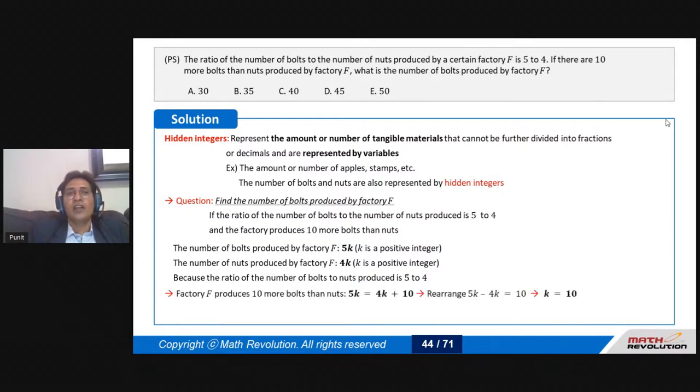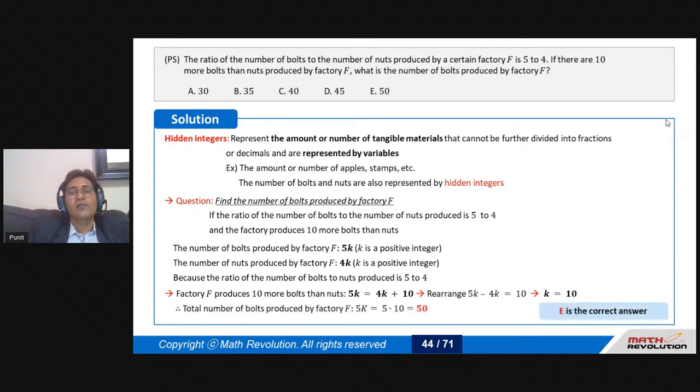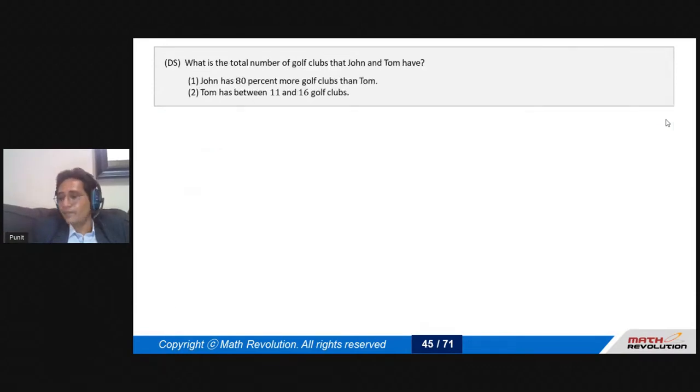Now we know that there are 10 more bolts than nuts produced, so for nuts to be equal to bolts, I have to add 10 to it. So that means 5k is equal to 4k plus 10, or k is equal to 10. Now if I know k is equal to 10, my answer directly goes as 50 and 40. So E is the correct answer. So that k here was the hidden integer.